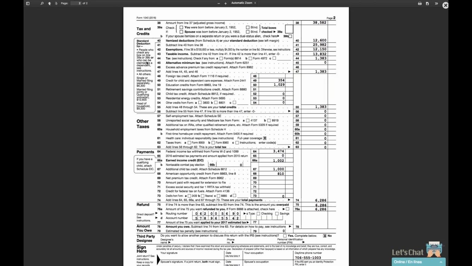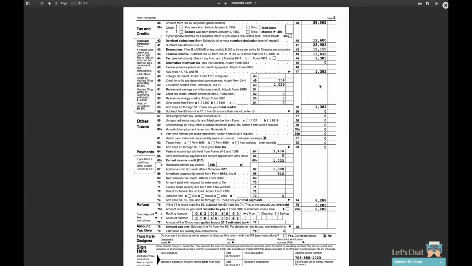So hopefully you understand that. So remember this: if your line 55 is bigger than your line 47, that's awesome, right? That's great. But if your line 47 is bigger than line 55, that means you're going to have to pay whatever taxes are left. You're going to have to pay them from here. What that means is your refund is going to get smaller. And if you didn't have a refund, that means you're going to end up paying the IRS more money, right? Cool. So let's go back and continue to understand this process.